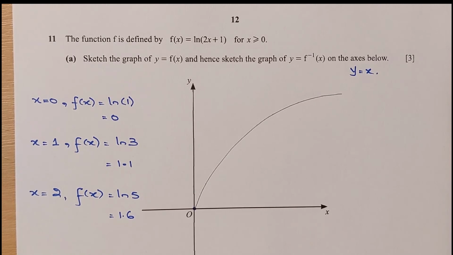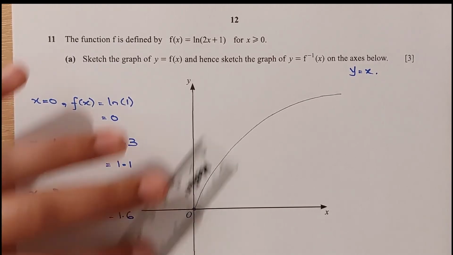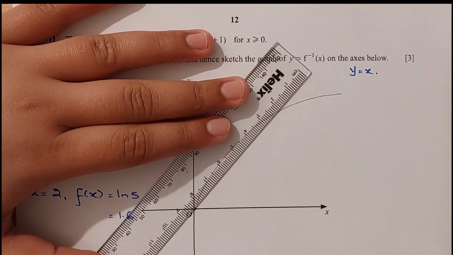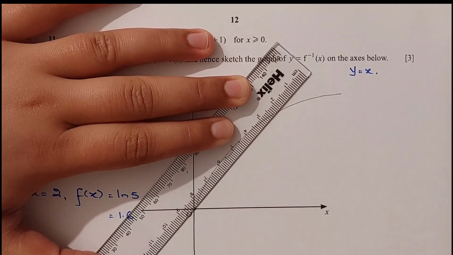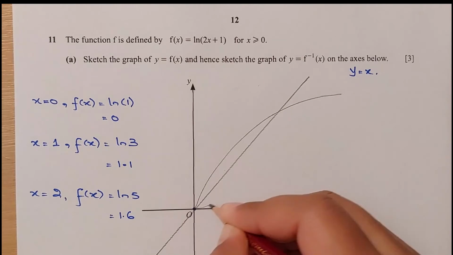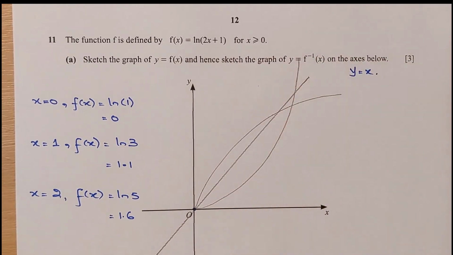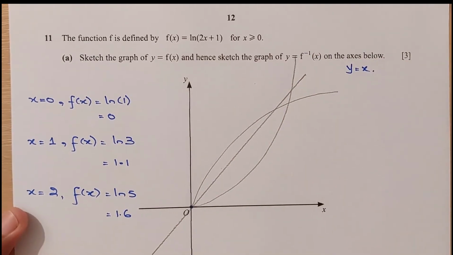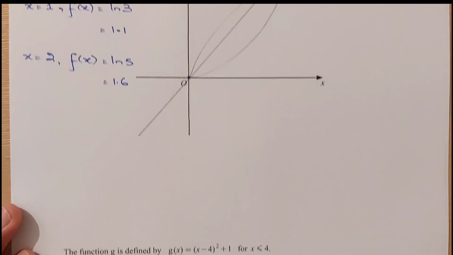And for f inverse of x, that is a reflection along the line y equals x. So let me draw this line. Y equals x is this line. So it is a reflection, and we will get this curve. This is going to be the curve for f inverse of x.